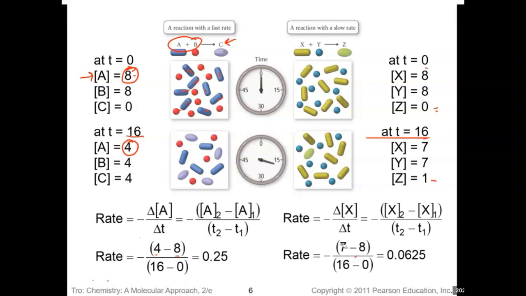Here is the next one with regards to a reactant, right? X is a reactant, therefore we need a negative sign here. We look at the change of X, 7 minus 8, and then our time was 16 minus 0. And again, it's the exact same rate. We had to put that negative sign in there because the rate of a reaction, you can express with regards to any reactant or product, and it should be the same. Hence why we have to use that negative sign.